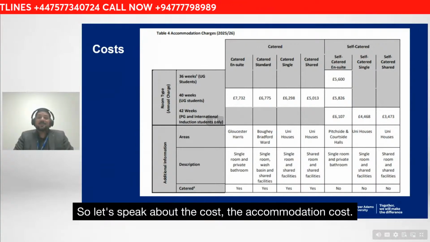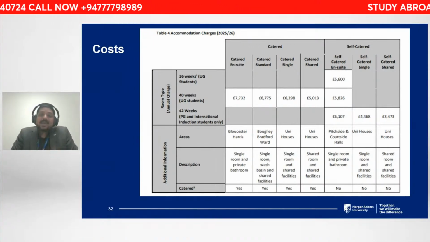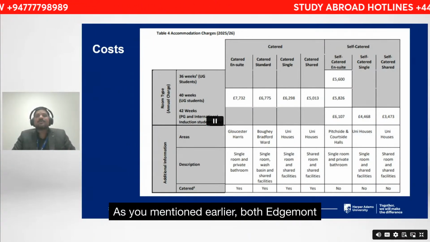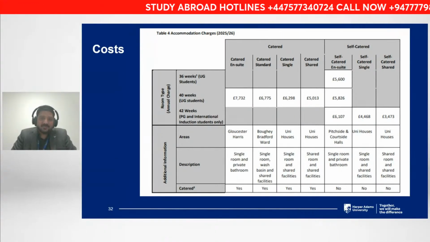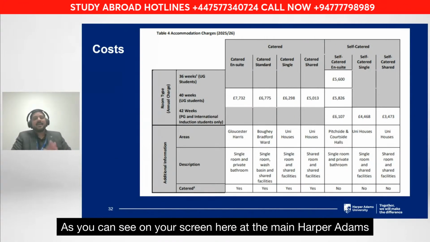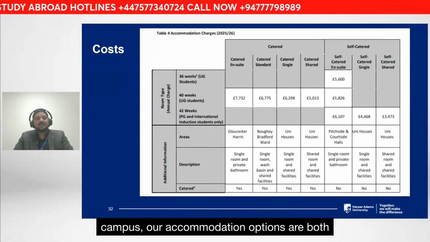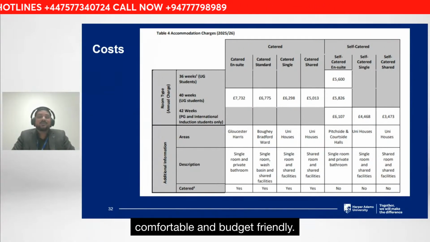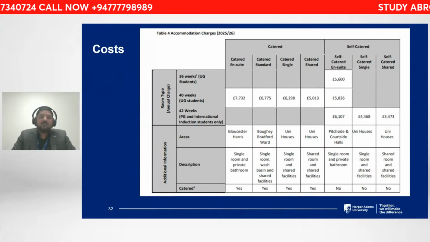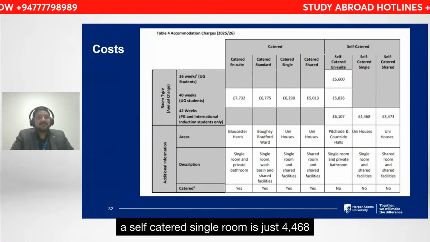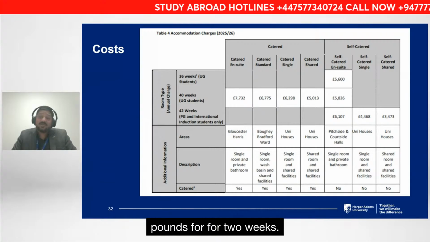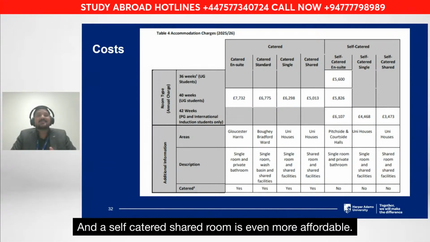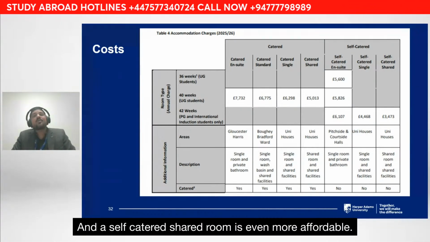So let's speak about the cost, the accommodation cost. As we mentioned earlier, both Edgmont and Telford offer a really affordable cost of living. As you can see on your screen, here at the main Harper Adams campus, our accommodation options are both comfortable and budget friendly. For international students, a self-catered single room is just £4,468 for 42 weeks. And a self-catered shared room is even more affordable.